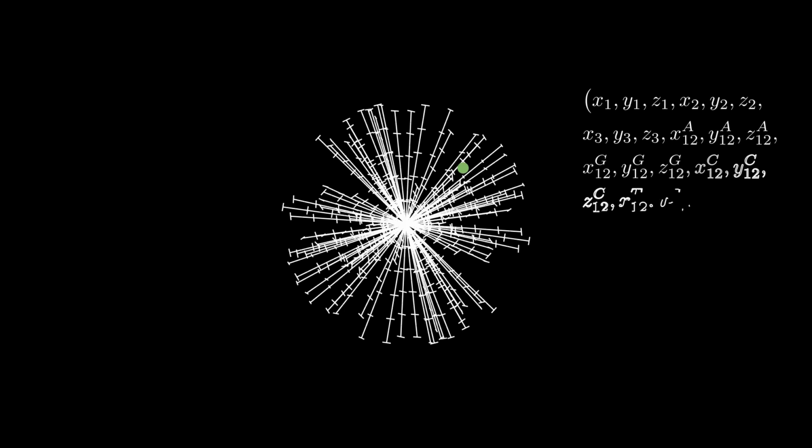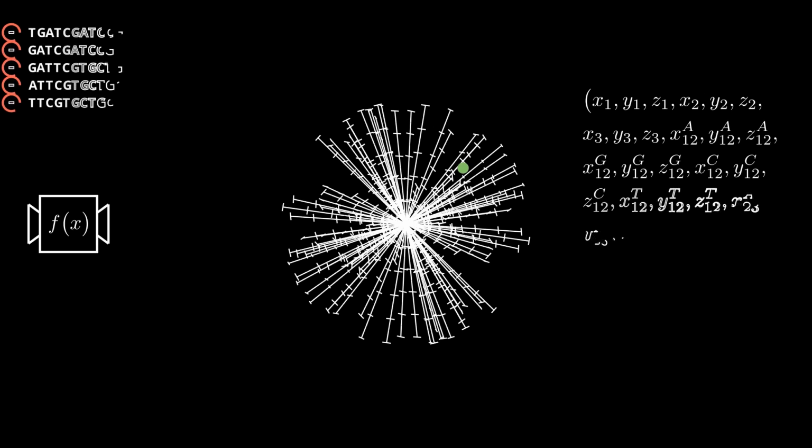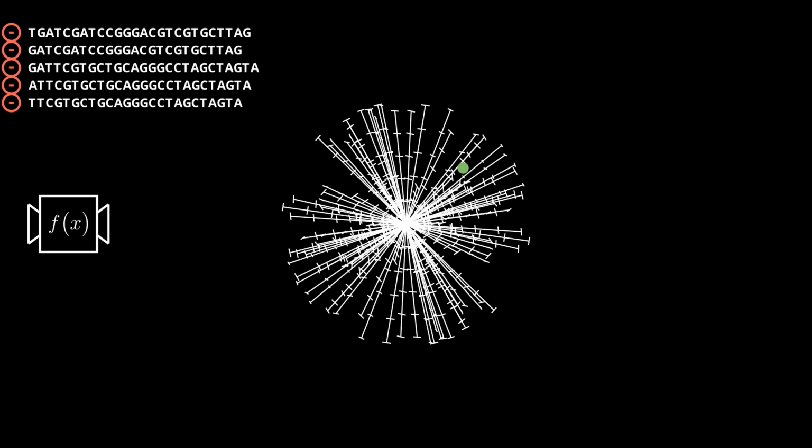We do the same for our 5 negative controls as well, putting them through our function to obtain 5 points in the same hyperspace that our positive control exists in.